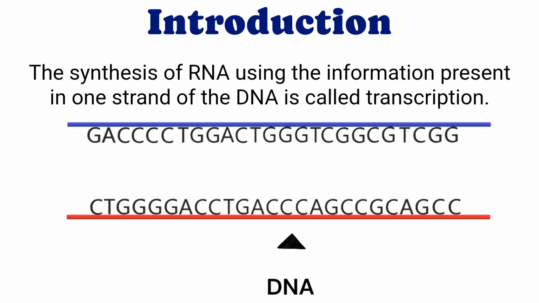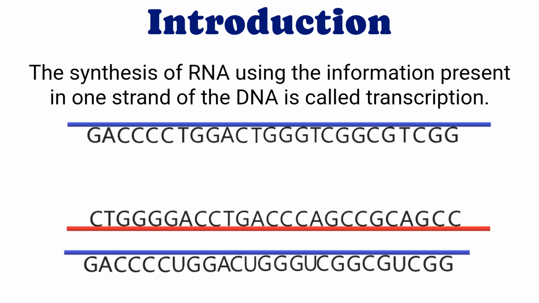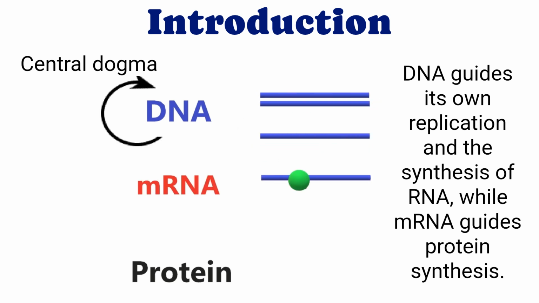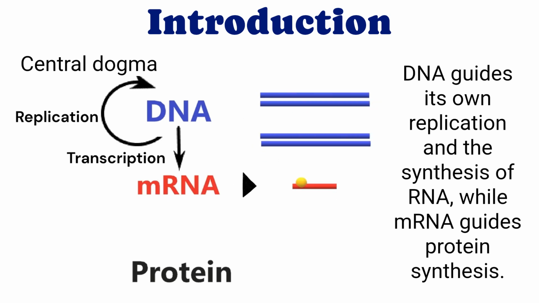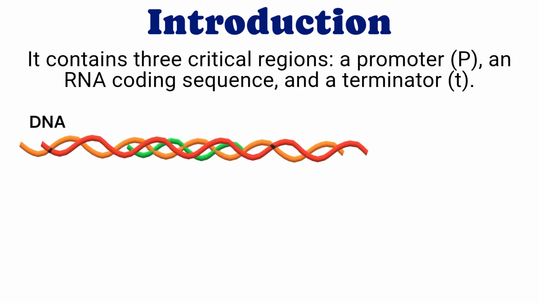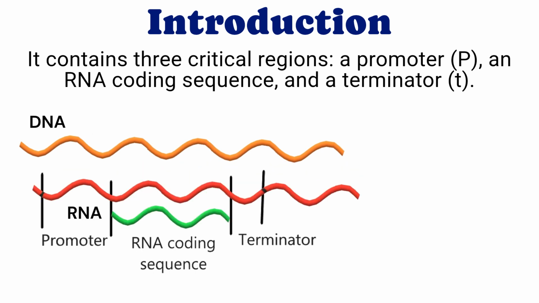The synthesis of RNA using the information present in one strand of the DNA is called transcription. According to the central dogma, genetic information is stored in DNA, which guides the synthesis of RNA, and mRNA helps in protein synthesis. A segment of DNA that is transcribed to produce one RNA molecule is called a transcription unit. It contains three critical regions: a promoter, an RNA coding sequence, and a terminator.